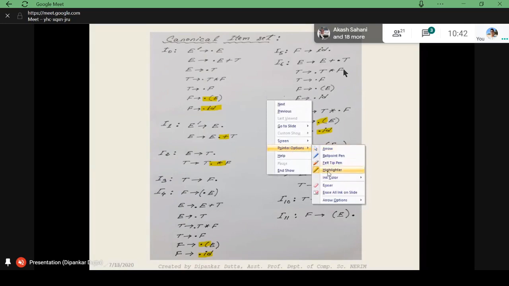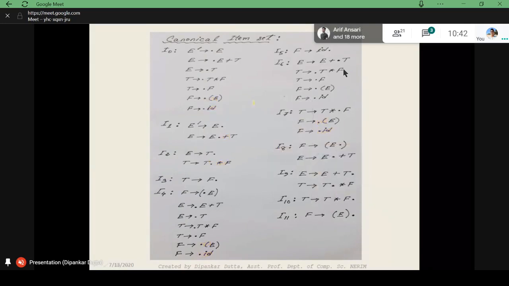And a third case is also there. What is the third case? The third case is dot followed by nothing. Here, dot followed by nothing. Here also, dot followed by nothing. After the dot, there are no symbols. So within the canonical item set, we can find three different kinds of productions.